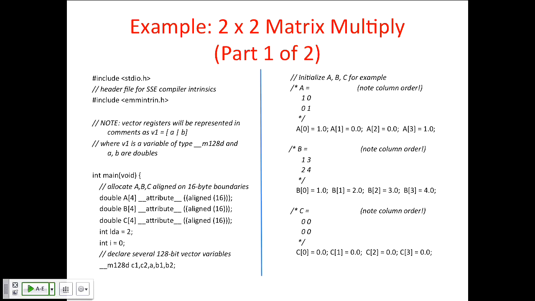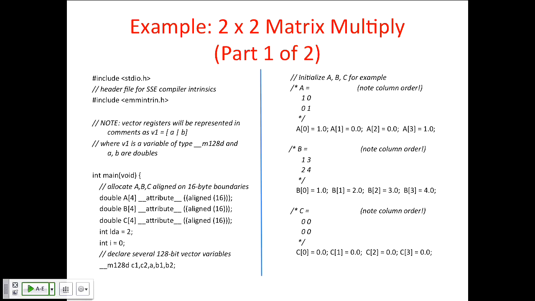Once you declare this array, there's an underscore underscore attribute underscore underscore. All the underscores there are to make sure it doesn't clash with your own attribute name you may use for a variable somewhere, right? And then this syntax just tells you to align to a 16-byte boundary. So you can tell the C compiler to align these values on these boundaries. Okay.